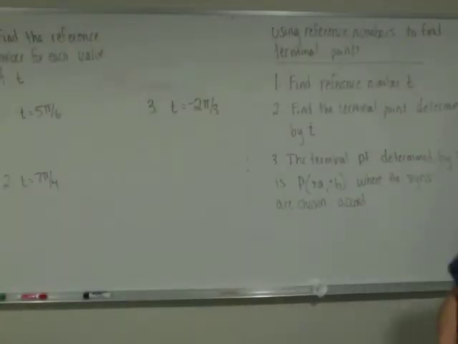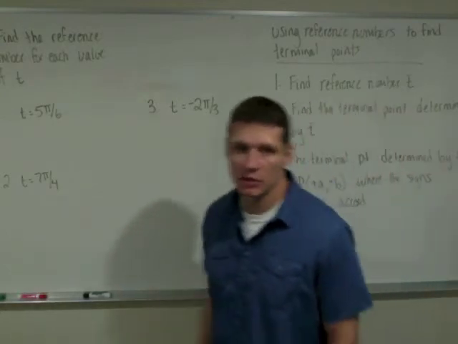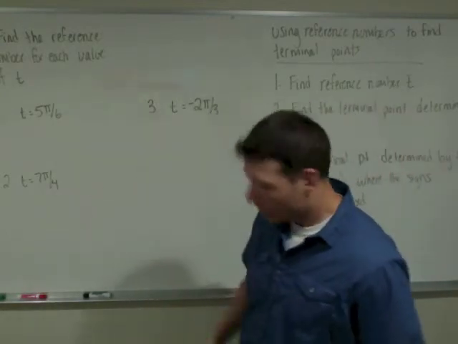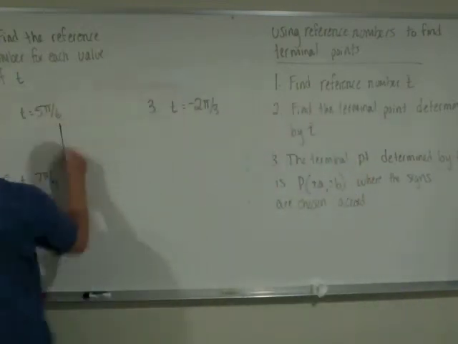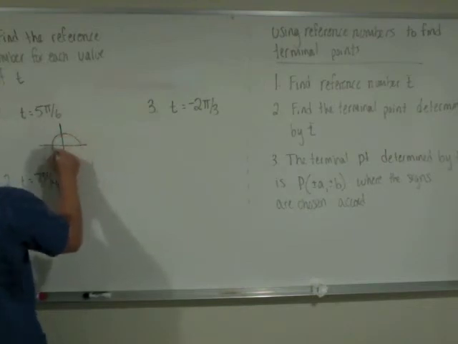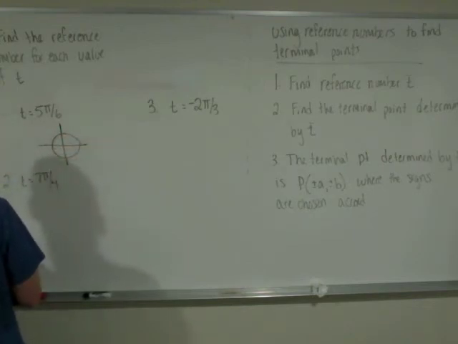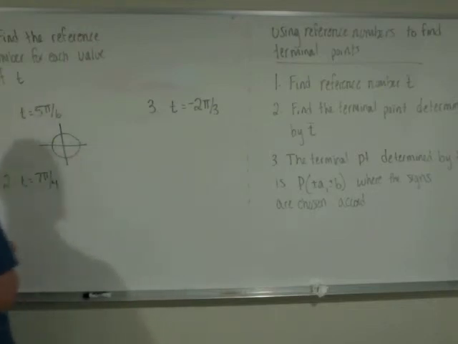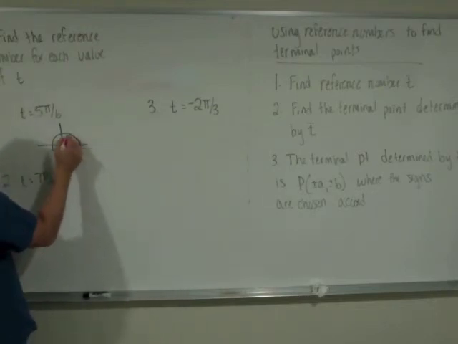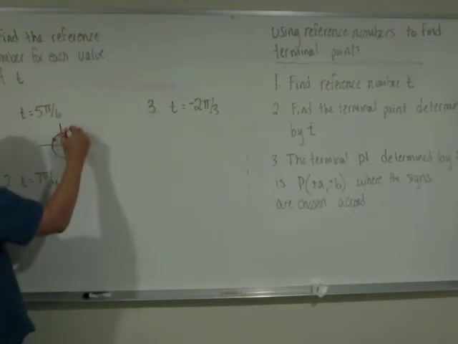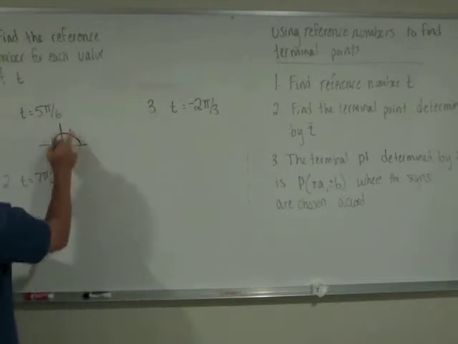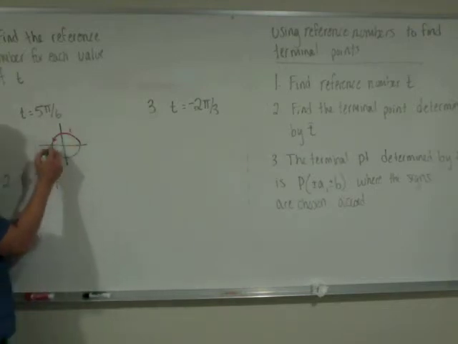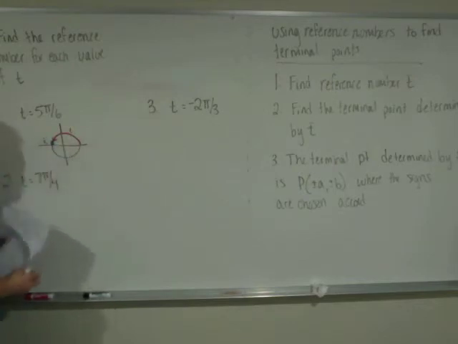Okay, so now we're going to find the reference number for each value of t here. So I've got 3 different values of t, and what's the reference number associated with them? The way we do that is, sometimes it helps to draw a small little unit circle to understand what's going on. I'm going to draw my value of t. My value of t is 5 pi over 6. 5 pi over 6 puts me here in quadrant 2, right there. That's the value of t. Therefore, what's the shortest distance from the terminal point determined by this value of t and the x-axis? Well, that's this distance here, and that value is t bar.